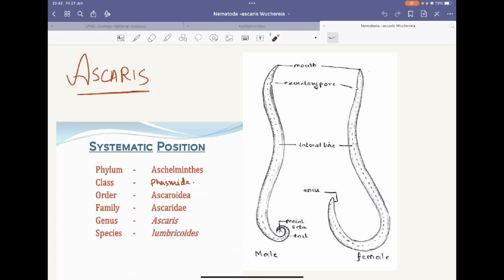If you see the diagram closely, there is sexual dimorphism. The male and female are separate. You will see that this is the male. There is a proper mouth in both male and female. There is an excretory pore here. There is a lateral line, which is a sensory structure. Then the anus is present, but in case of the male, there is the penial setae or the tail. And if you observe, both are looking the same, but the female is longer than the male.